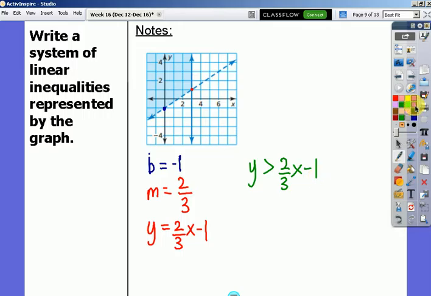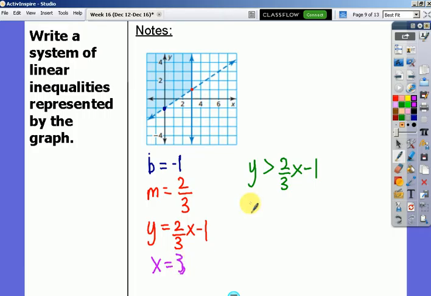We do the same thing with my other line. This is a vertical line. What is the slope of a vertical line? Undefined. Is it x equals or y equals? X. So undefined slope vertical line is x. So if it were an equation, again, it would be x equals 3. It's not. It's going to be an inequality.